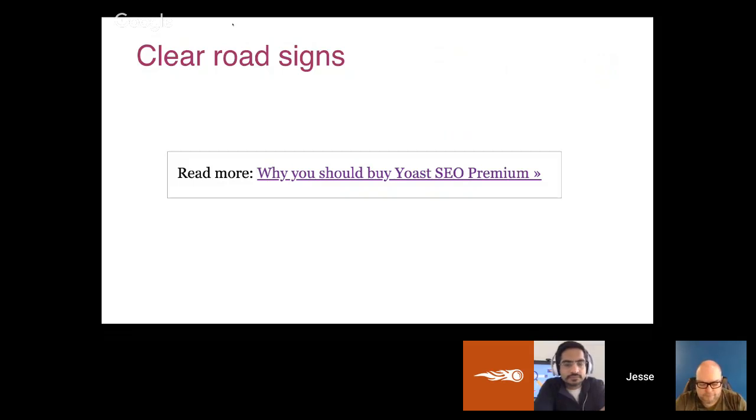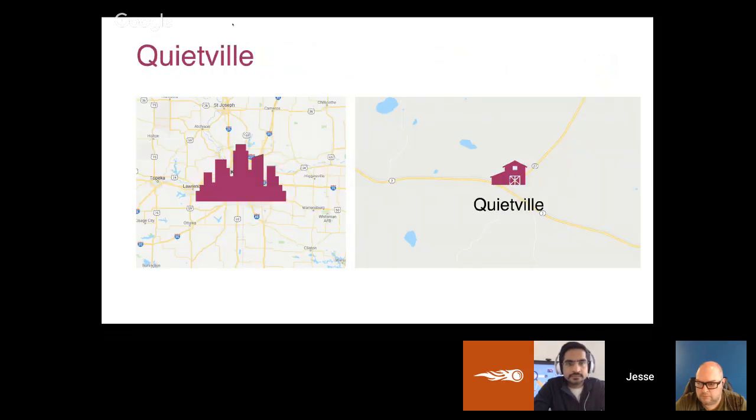And your road signs, the anchor text of your links or the content around them should be very, very clear. Like in this example, it's clear you can find more information about our plugin if you follow the link. This will help Google and your users understand what they can expect to find if they follow that road. On to the other example.